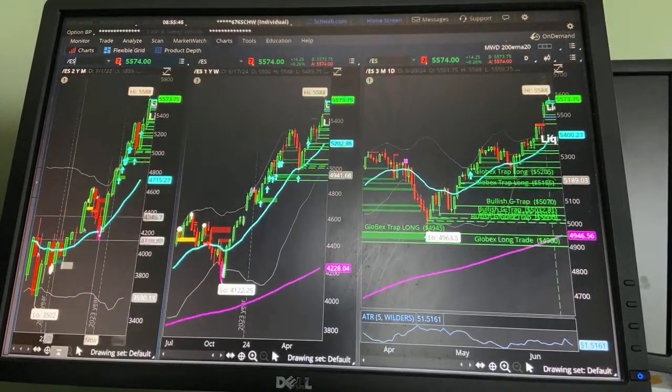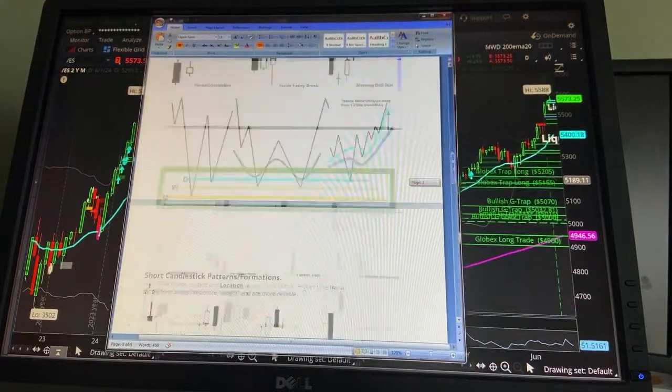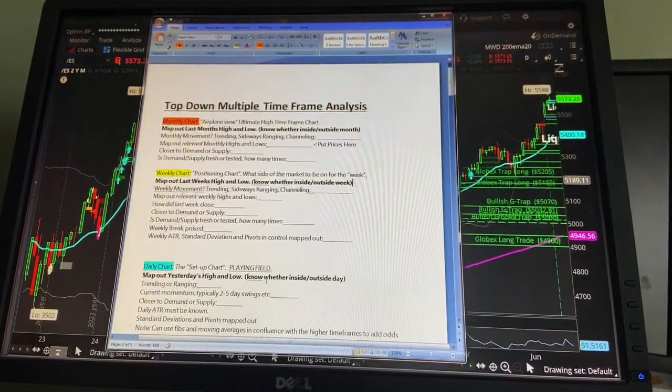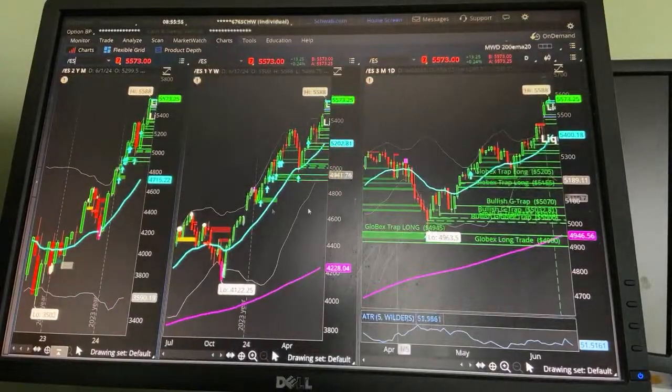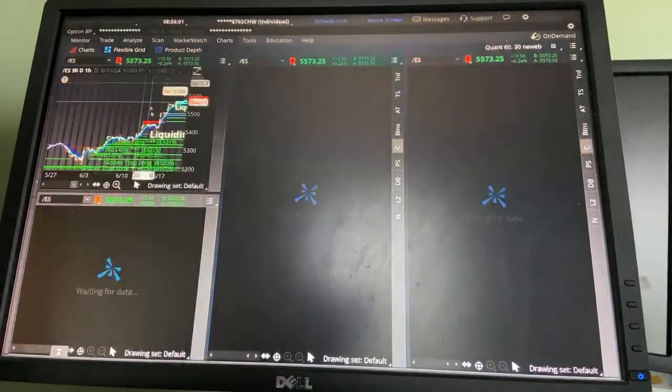So we go through this again just to remind y'all. If you're really new, people coming into the stream, the approach is top-down: monthly, weekly, daily. We always want to start with the high time frames first. That's why I have the monthly here, the daily on the right, and the weekly in the middle. But what I'm going to do here is scroll down to the smaller time frames.